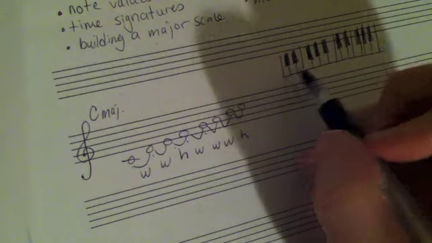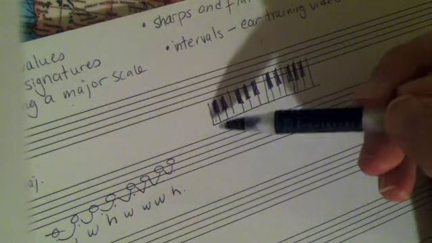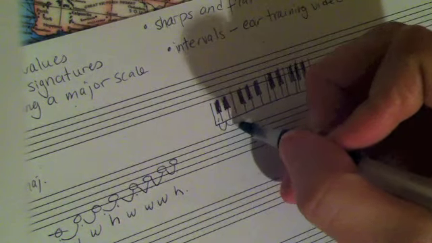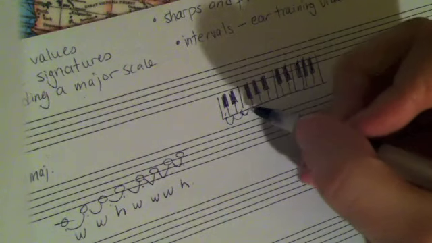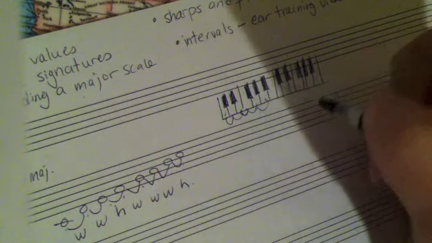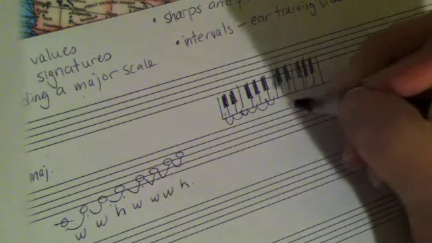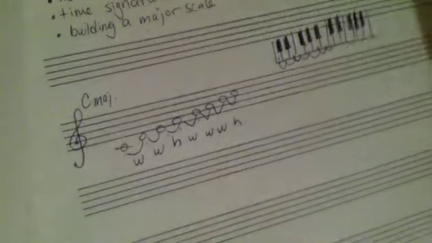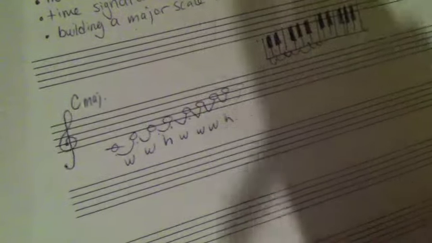Okay, so this lowest note is C. Whole step means it skips a note in between. So C to D is a whole step. D to E is a whole step. E to F is a half step because there's nothing in between them. F to G is a whole step. G to A is a whole step. See, there's a black key in between. A to B is a whole step. And B to C is a half step because there's nothing in between them. So that's the general outline, but you can read or watch the other video if that's confusing, because I'm going to move on now.